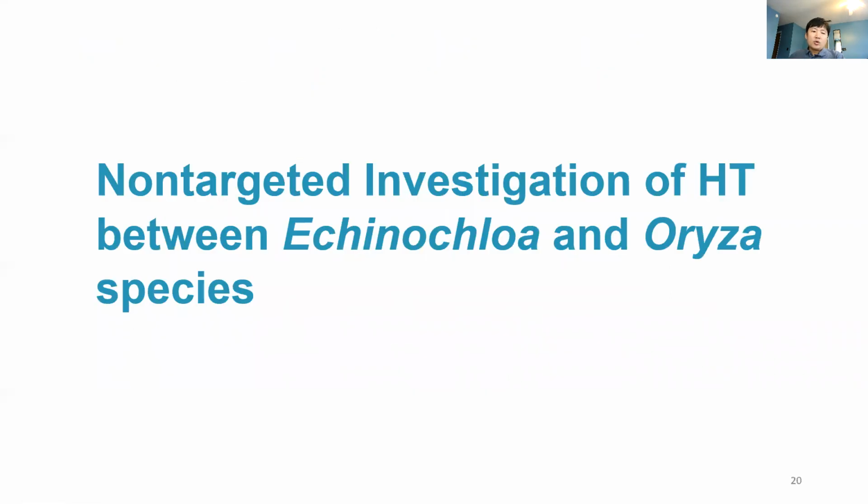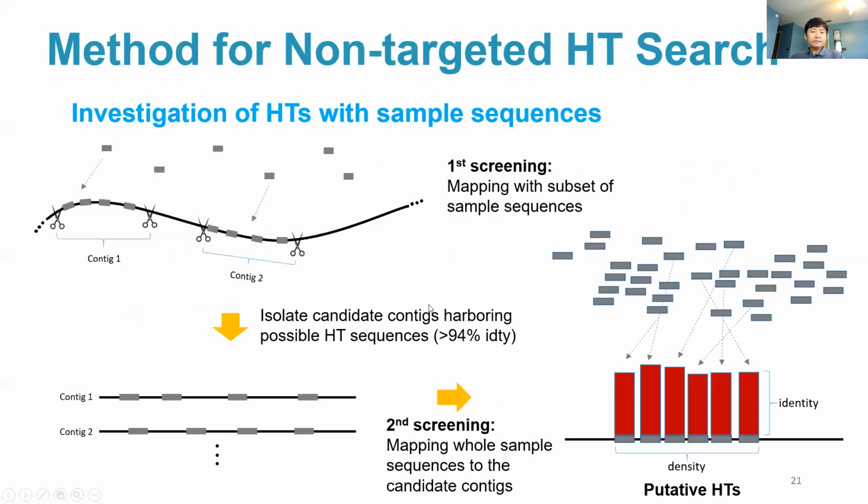At this time, we tested a non-targeted horizontal transfer investigation method with Echinochloa and Oryza species. For this, we generated additional sample sequences from 4 additional Echinochloa species. This shows the overall method of the non-targeted horizontal transfer investigation method.